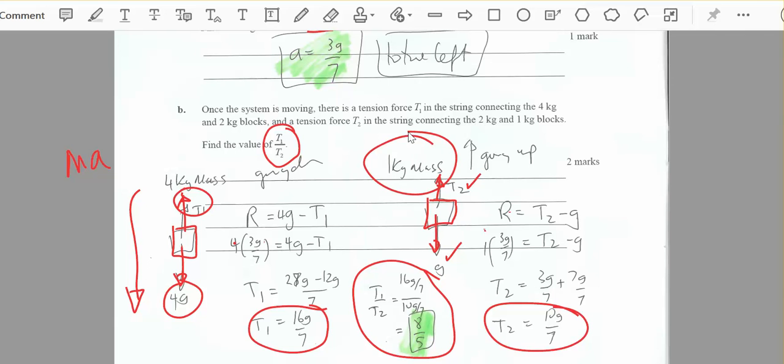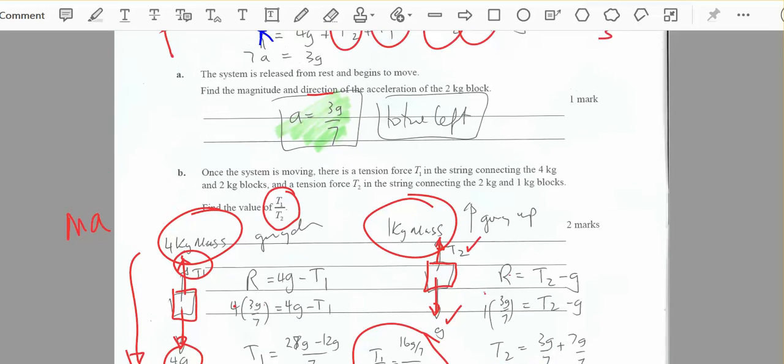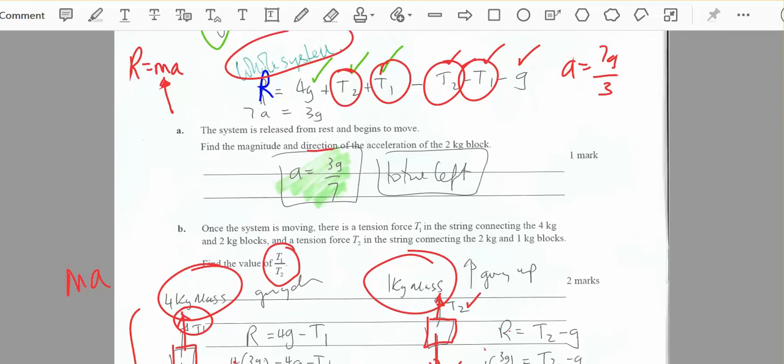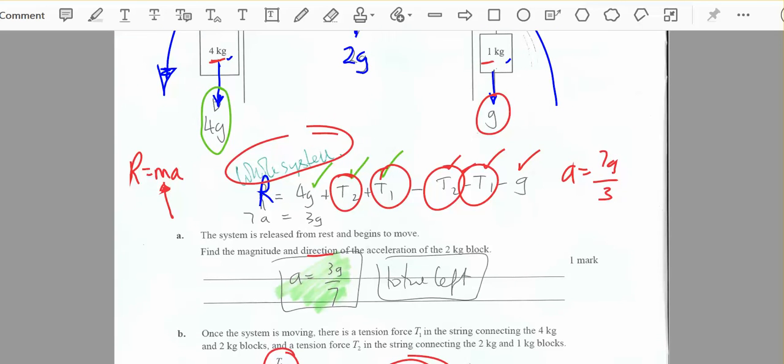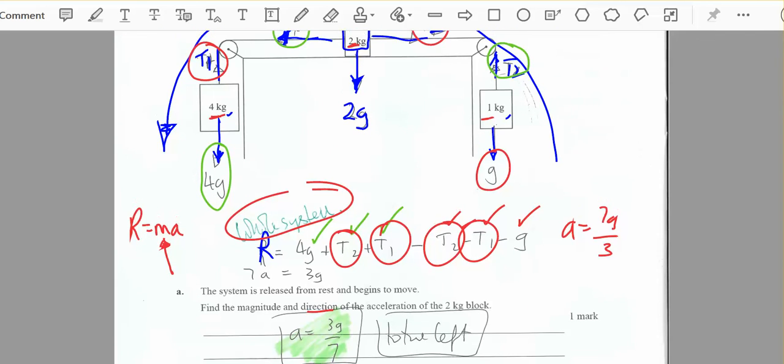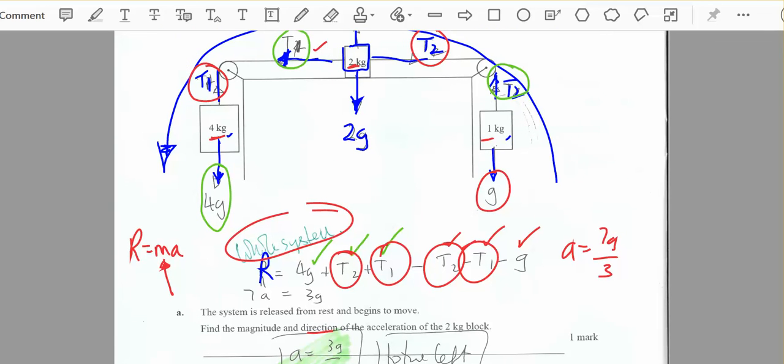I happen to choose these two. I could have easily chosen the middle one, but I avoided choosing the middle one because in the middle one I will have T1 and T2 involved, whereas this one I just have T1 and I can solve for it, and this one I just have T2 and I can solve for it, but I could easily have done a substitution.